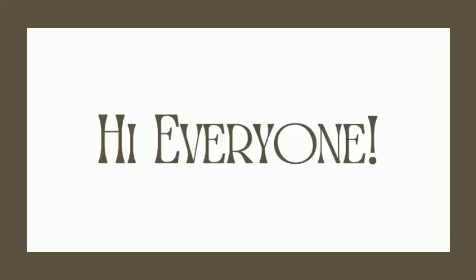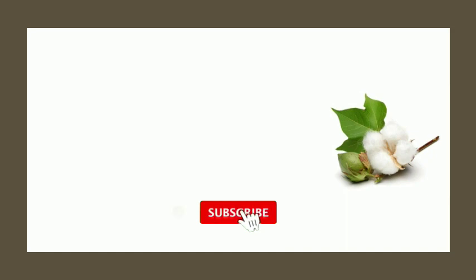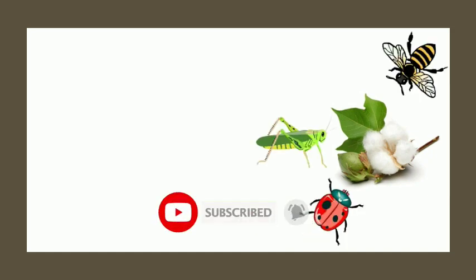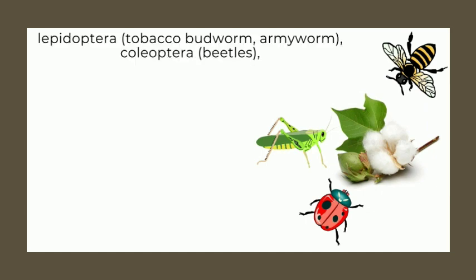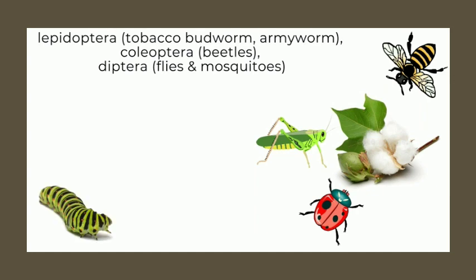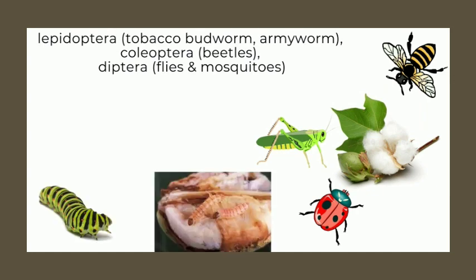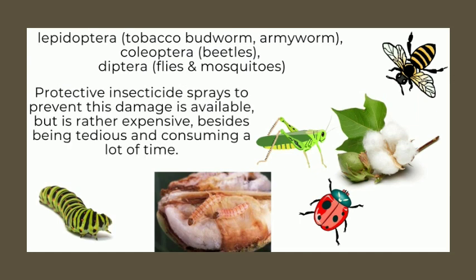Everyone. Cotton plants, among many others, are susceptible to a number of insects such as members of subclasses Lepidoptera, Coleoptera and Diptera of Insecta, the biggest class of phylum Arthropoda. Their infective stage is usually the caterpillar stage. These attack the upper part of the plant, badly destroying the lint of the cotton. Protective insecticide sprays to prevent this damage are available but are tedious and time consuming.